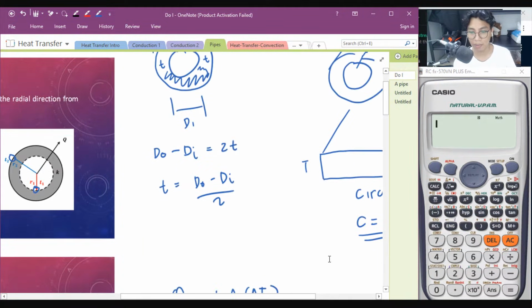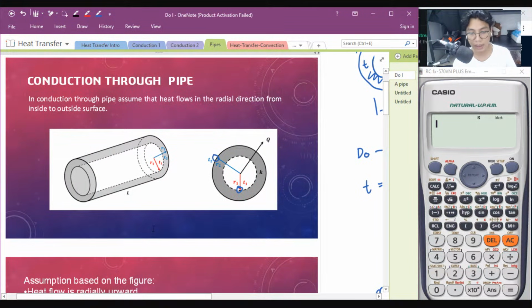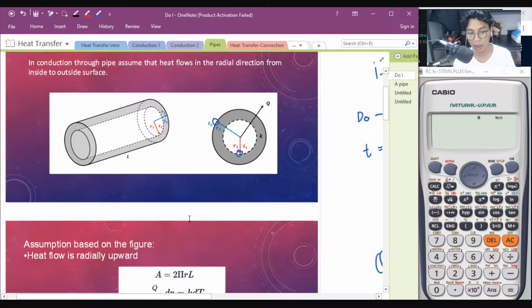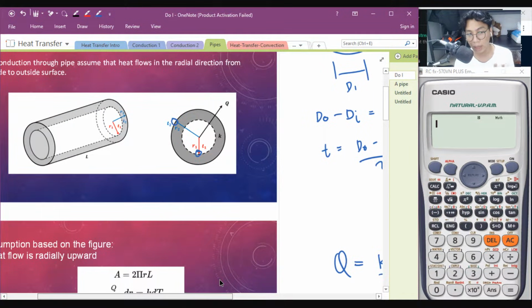Di ba sinabi ko dito that in your pipe the heat flow is coming inside. Okay? Coming inside of your piping. Now, it is transferred radially upward. Okay? It came out of the system. Now, ano ba yung trinabel niyang thickness?